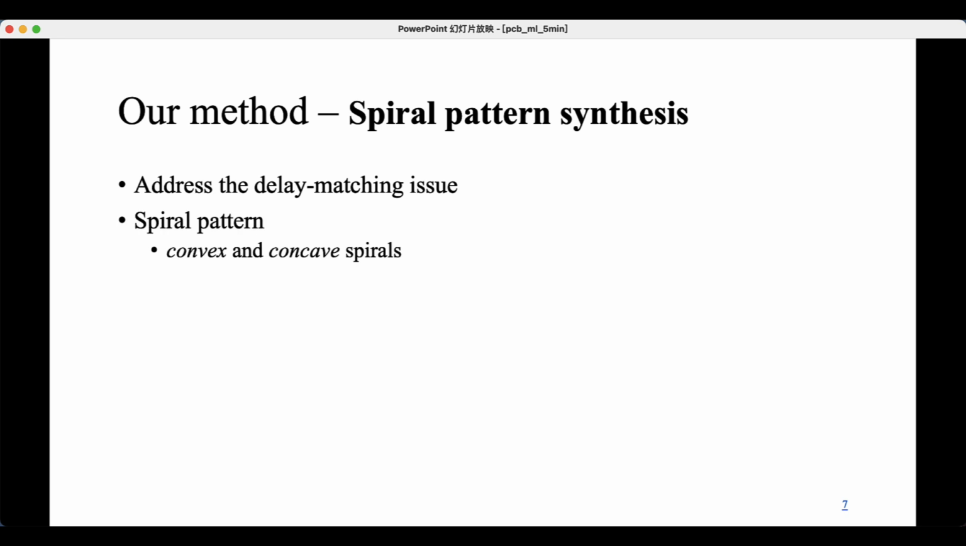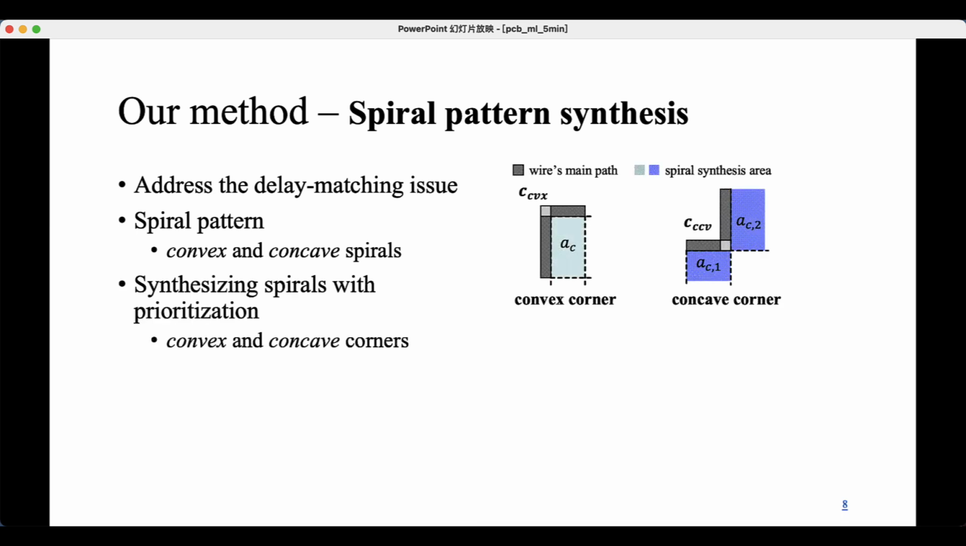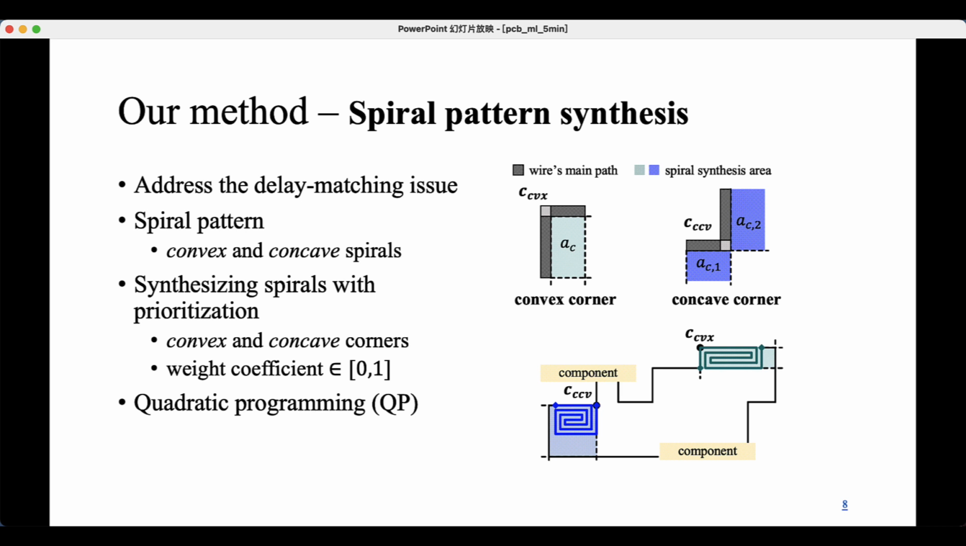As the orientation of the spiral's terminals can be either at opposite corners or on the same edge, we define two primary spiral types, convex and concave spirals. We show the areas for spiral synthesis for convex and concave corners in the figure. Further, we provide a weight coefficient for each boundary's corner to reflect the severity of routing congestion. We implement our method for spiral synthesis by constructing a quadratic programming model.